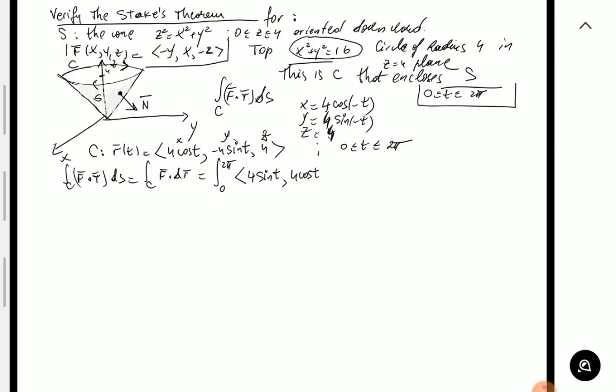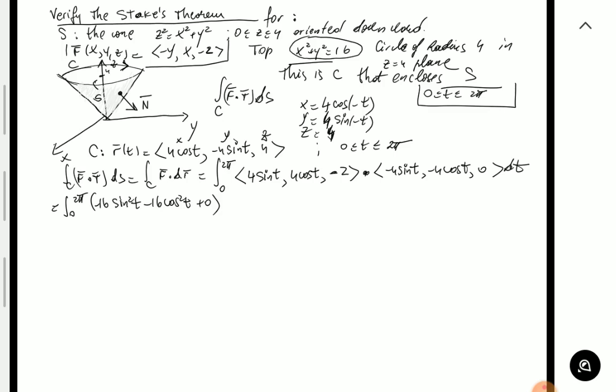There's no z to plug in. The third component of the vector field is a constant. And then dot r prime of t, the derivative of r, which is minus 4 sine t, minus 4 cosine of t, and 0. And so let's compute the dot product now. We get minus 16 sine squared of t, minus 16 cosine squared of t, and then plus 0.